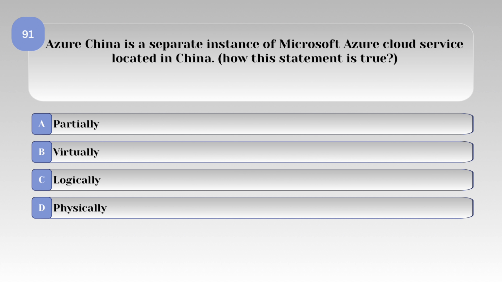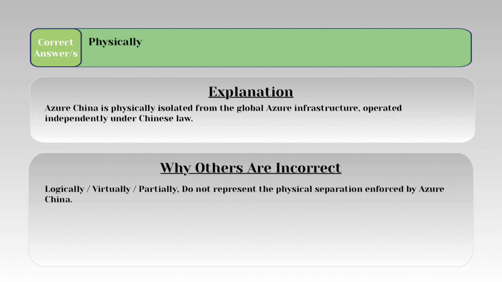Azure China is a separate instance of Microsoft Azure Cloud Service located in China, and it is blank isolated from global Azure. Correct answer, physically. Explanation: Azure China is physically isolated from the global Azure infrastructure, operated independently under Chinese law. Why the other options are incorrect: logically, virtually, and partially do not represent the physical separation enforced by Azure China.